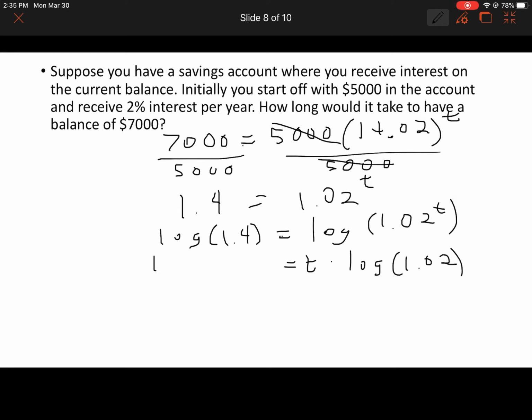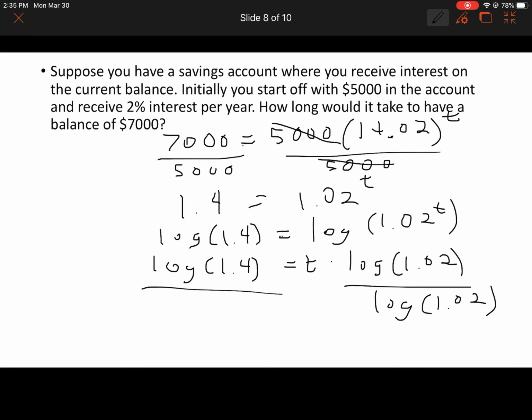And then on the other side, we have log of 1.4 still. To get the t by itself, we divide both sides by the log of 1.02. And once we divide both sides by log of 1.02, those logs cancel. And then whenever you actually divide this, you put this into a calculator, or you can leave it like this if you don't have one.